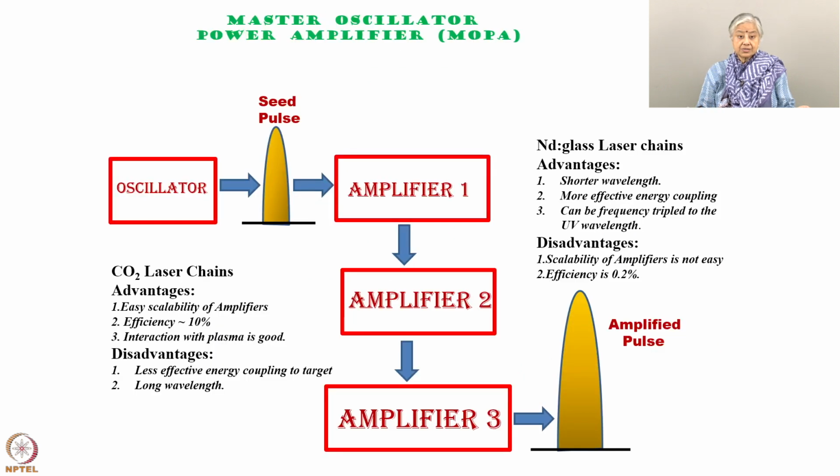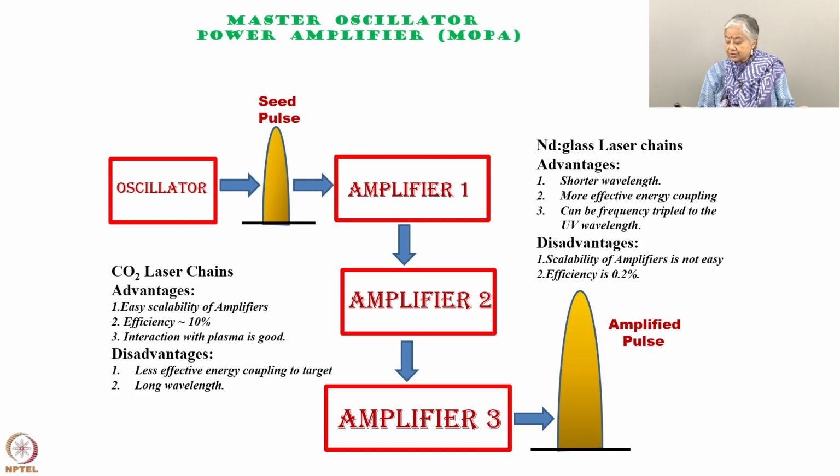So, what we have is a master oscillator power amplifier system, okay. MOPA, M-O-P-A, MOPA chains. This is a kind of architecture of the laser system which has been developed over the years in order to produce much higher gain, much higher power or much higher energy than that which comes out of a simple oscillator.